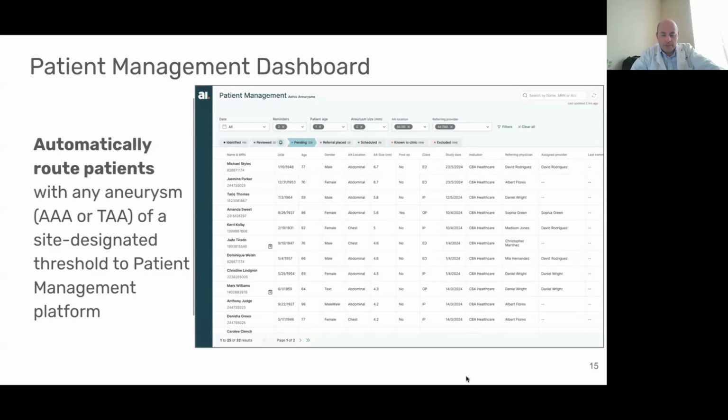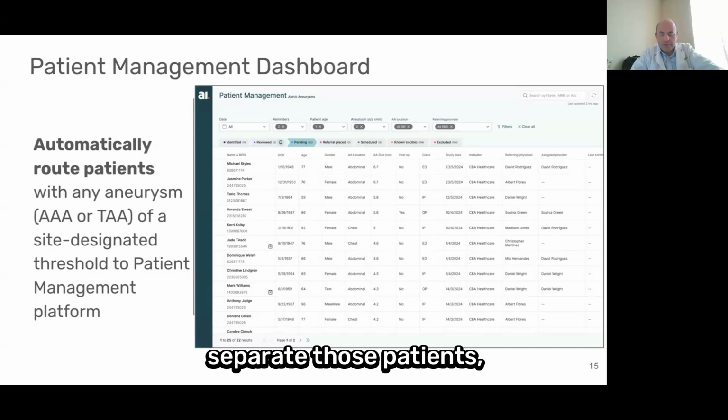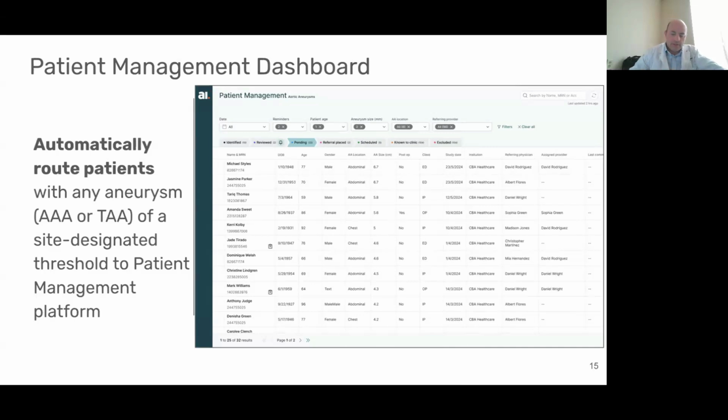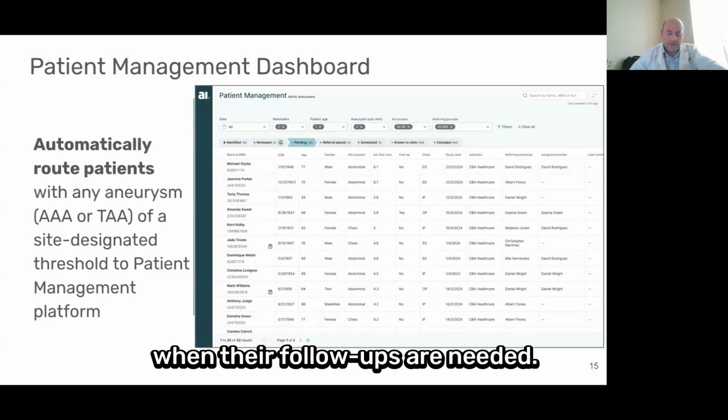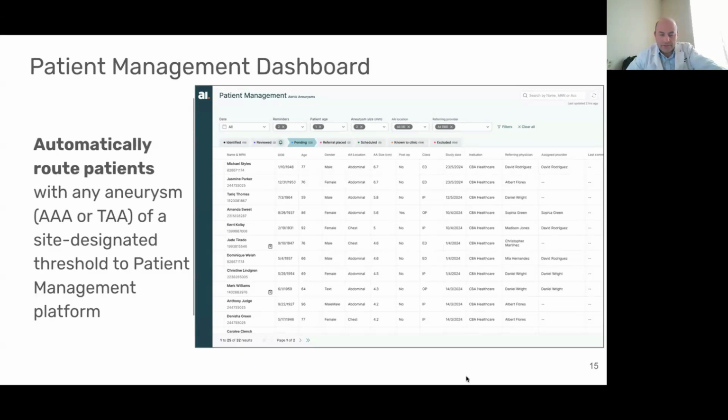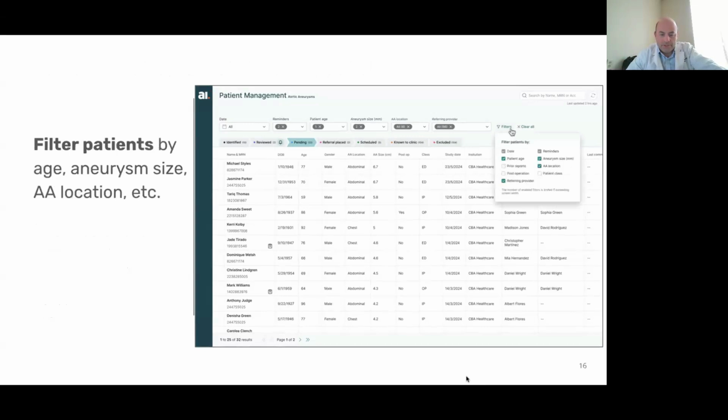Patient management system allows you to separate those patients and set up appropriate alarms to activate those patients at the time when their follow-ups are needed. Next slide, please.